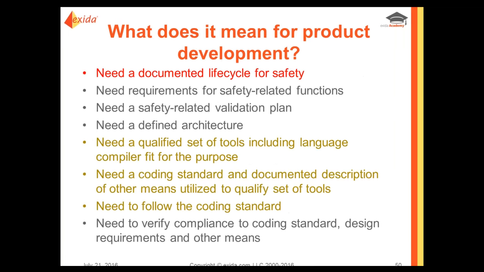So what does this mean for product development? Well, you're going to need to document the safety life cycle. You're going to need requirements for safety-related functions, a safety-related validation plan, and a defined architecture. Some of the things that might or might not apply are qualified tools, including a language, a coding standard if necessary, following this coding standard, and verifying compliance of the design to the coding standard requirements.